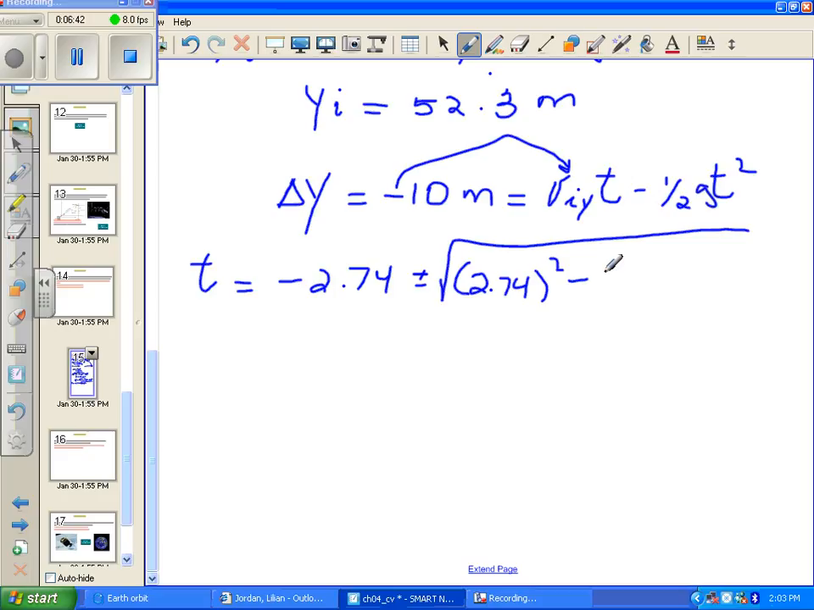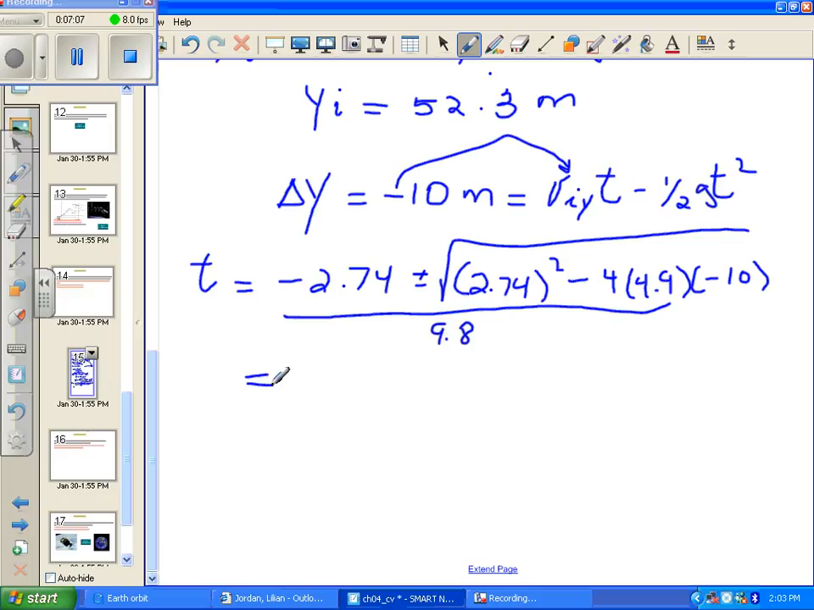minus 4 times a. A here is 4.9. It's a half g times delta y. And our delta y is negative. And so we must write it as a negative number, knowing or noticing that these two negatives will cancel, divided by 2a, which is 9.8.